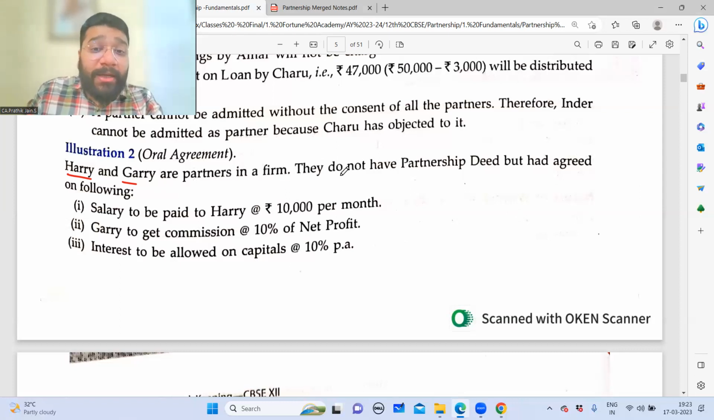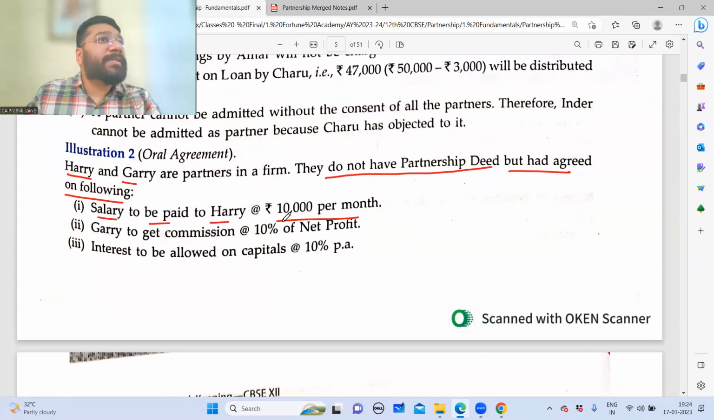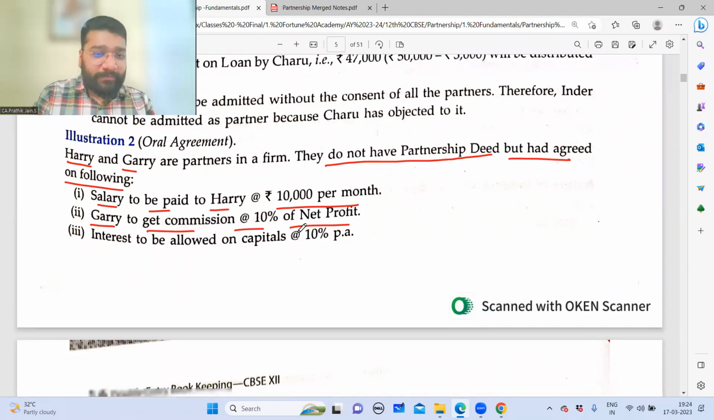Harry and Gary are partners in a firm. They do not have a partnership deed, but have agreed on the following. Partnership deed is not there, but agreed means orally agreed. First, salary to be paid to Harry is 10,000 per month. So to Harry we are going to pay salary. Gary is to get a commission of 10% on net profit. So for Harry, salary; for Gary, commission.